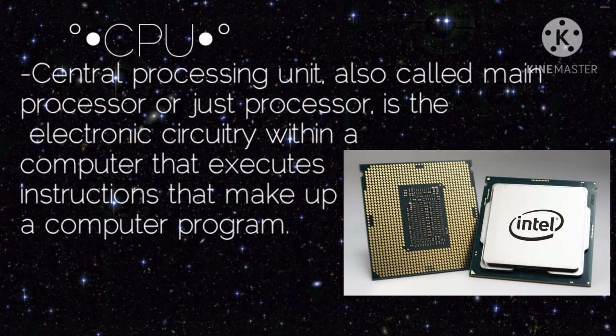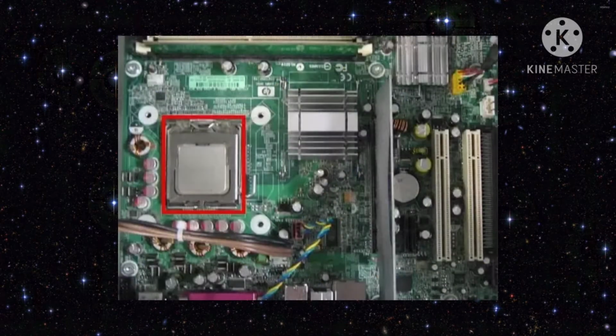CPU. Central Processing Unit, also called main processor or just processor, is electronic circuitry within a computer that executes instructions that make up a computer program. It is located inside the computer case on the motherboard. It is sometimes called the brain of the computer, and its job is to carry out commands. Whenever you press a key, click the mouse, or start an application, you're sending instructions to the CPU.